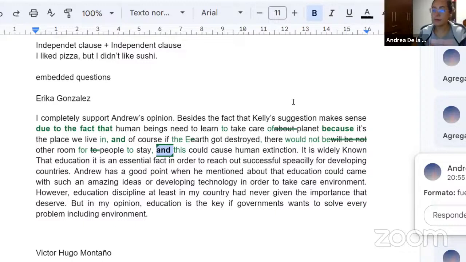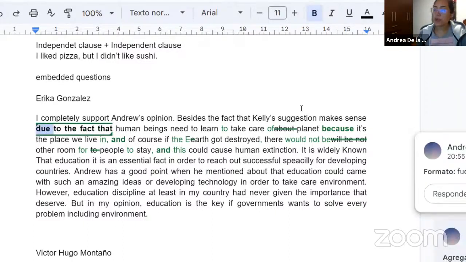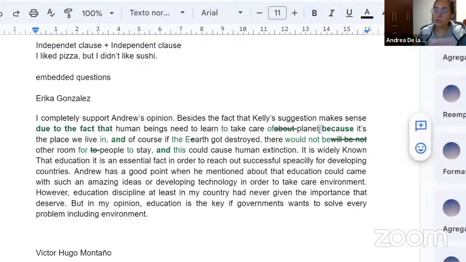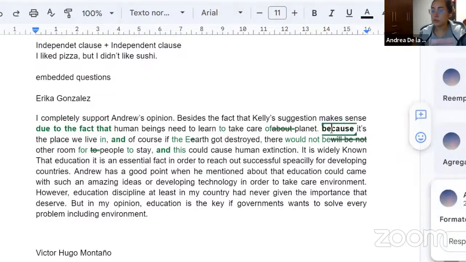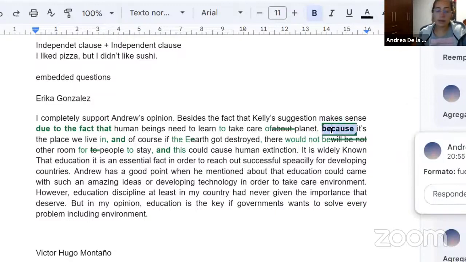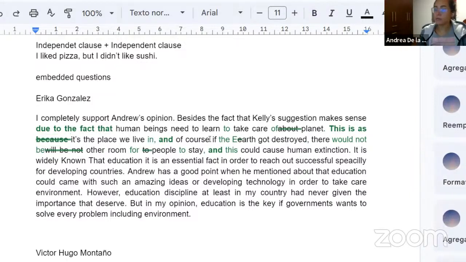Let's start. Besides the fact that Kelly's suggestion makes sense due to the fact that human beings need to learn to take care of the planet, you already have two ideas joined with a connector or a conjunction. Now, instead of adding another conjunction, you're gonna add a period and add a transition. So you could say, this is, I don't know. This is as, it is the only planet, it's the planet we live on, right?